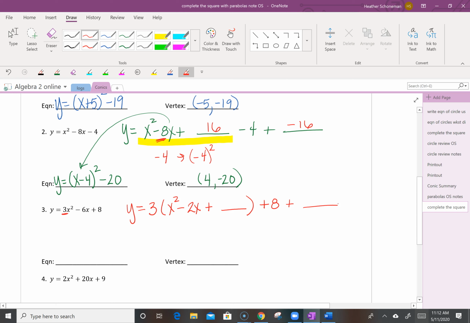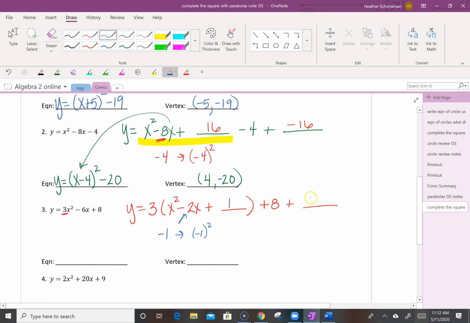Okay, let's see if we can figure out this number. So I'm going to take half of this number. Half of negative 2 is negative 1. If I take negative 1 and square it, that will give me positive 1. So I'm going to put positive 1 here.